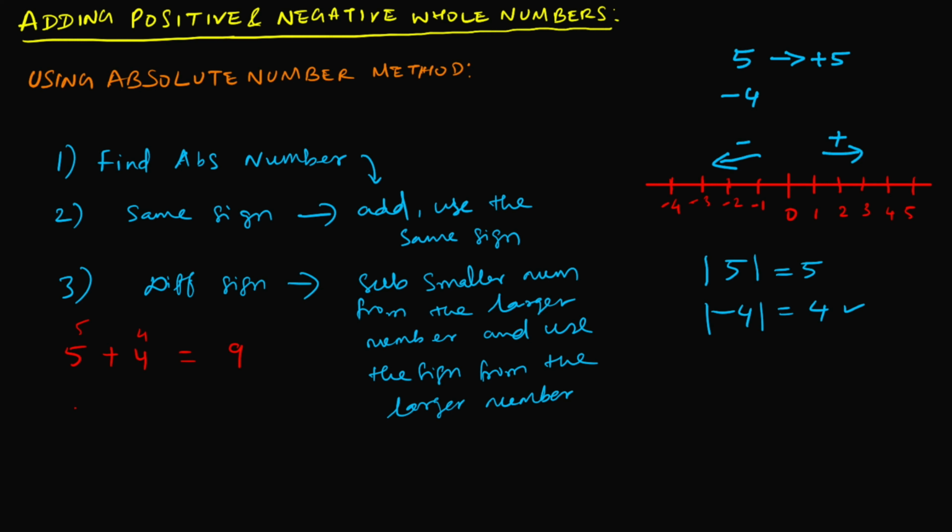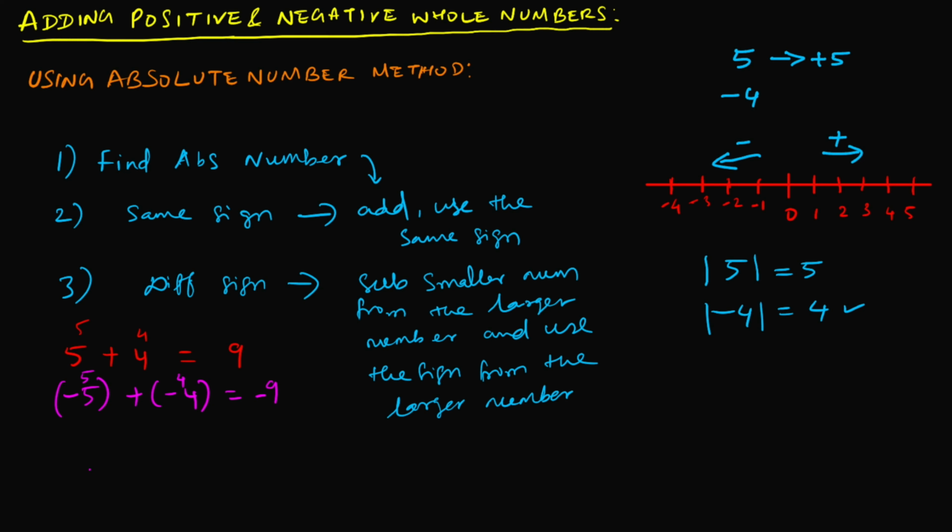Now if we have two negatives, let's say this is -5 and we are going to add another negative number, which is -4. Again, the signs are the same. So we just need to take the absolute number for these two. The absolute number for -5 is 5 and the absolute number for -4 is 4. So we add these two. 5 plus 4 is again 9. And we need to use the sign of the numbers. The sign of the numbers is negative. So the result will be -9.